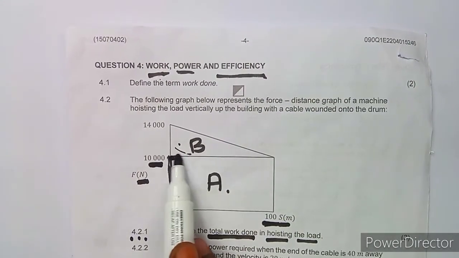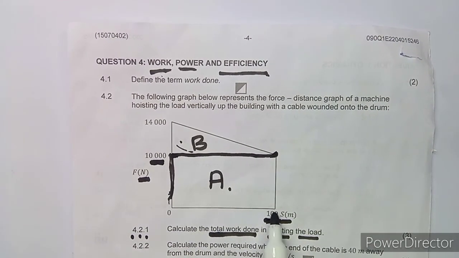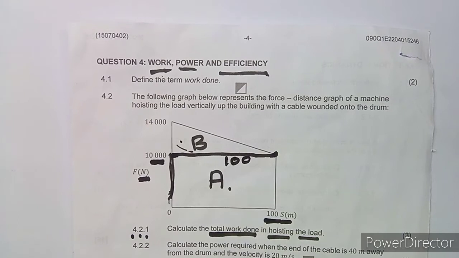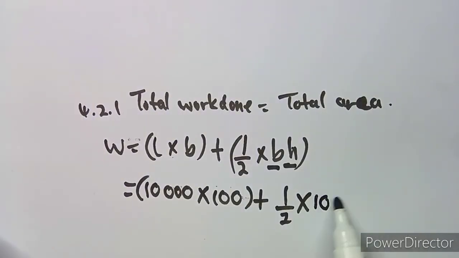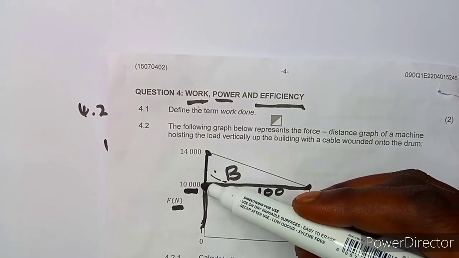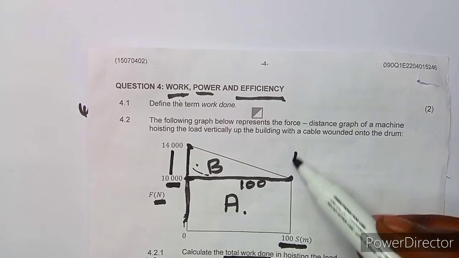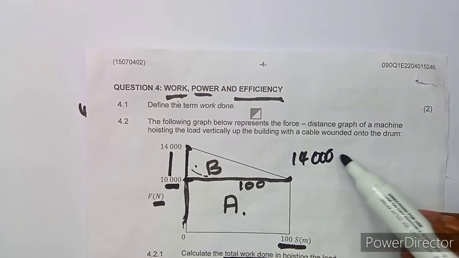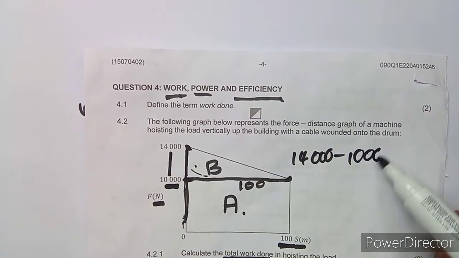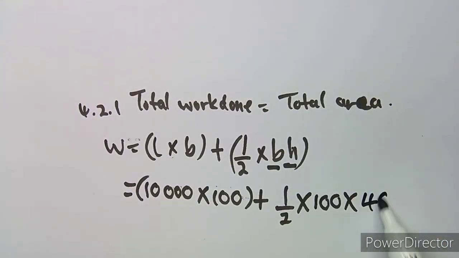From this point up to this point is the base, which is 100, the same thing. So we have 100 multiplied by the height, from this point up to this point. This is the height of the triangle, so you need the difference between these two, which is 14,000 minus 10,000. If you subtract properly, you obtain 4,000.